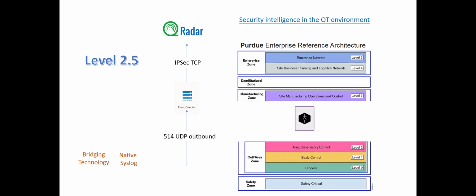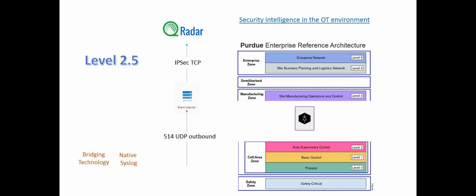Some folks use what is called a data diode. A data diode is a piece of hardware you put in place that allows only outbound communication. There's no return packet, there's no return ping, there's nothing. So what this means is it still works just fine with my 514 UDP, because everything will pass in one direction through that data diode, and the same model works beautifully.